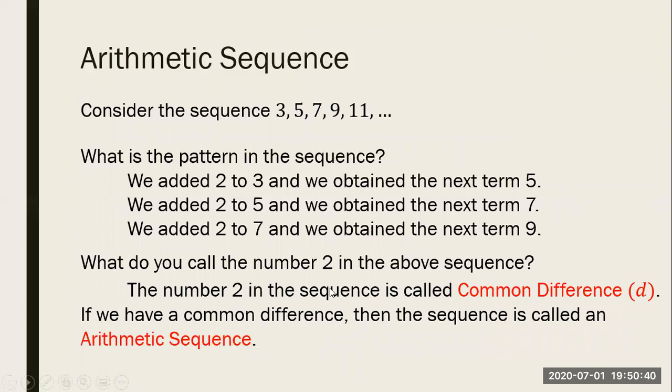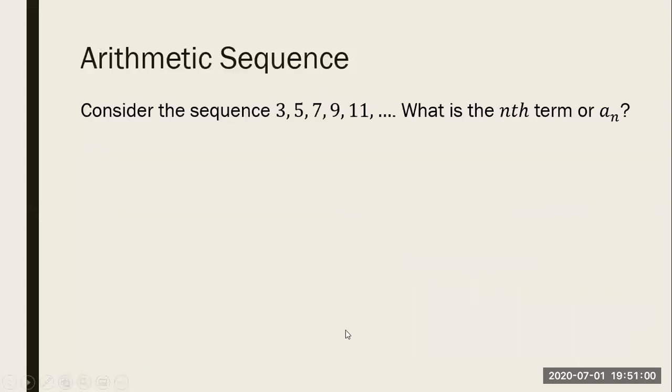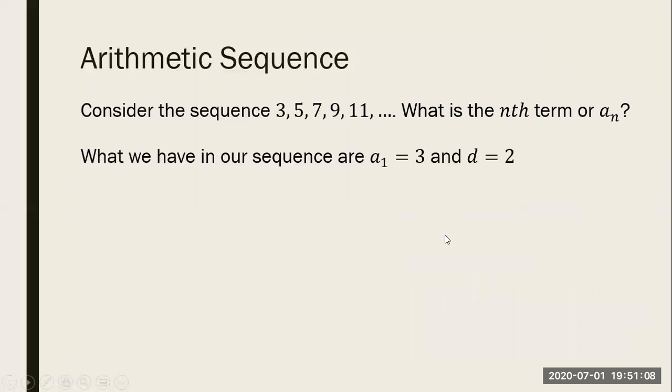So kapag nagkaroon tayo ng common difference, pare-pareho yung pag-subtract natin. 5 minus 3 is 2, 7 minus 5 is 2, 9 minus 7 is 2, 11 minus 9 is 2. So nagkakaroon tayo ng common difference. So ang tawag sa ating sequence ay arithmetic sequence. Okay, so paano natin kunin ang nth term ng ating sequence? Okay, so halimbawa, we have the nth term.